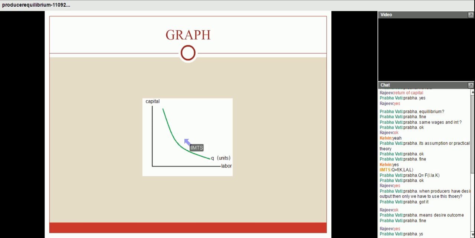So this is a graph for isoquant. You can see there is capital on the y-axis and labor on the x-axis. Q is the units of output which we are aiming to manufacture. Any combination of capital and labor on this curve is going to give Q units of output to the firm. That is what an isoquant shows.